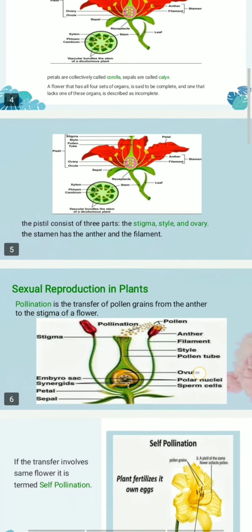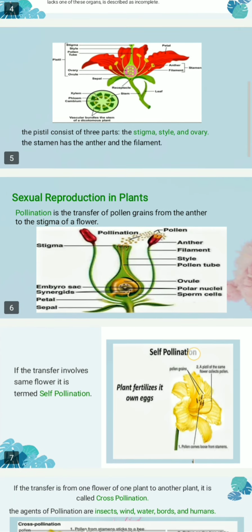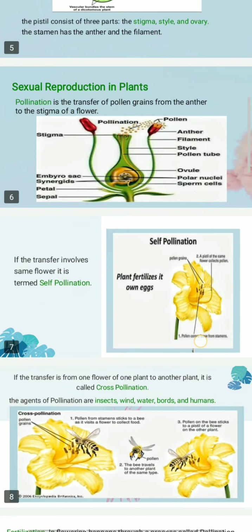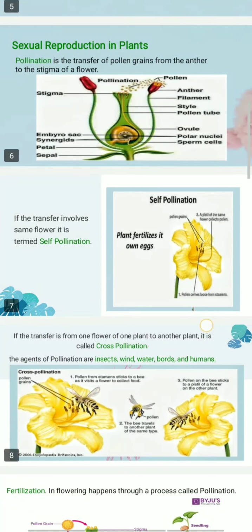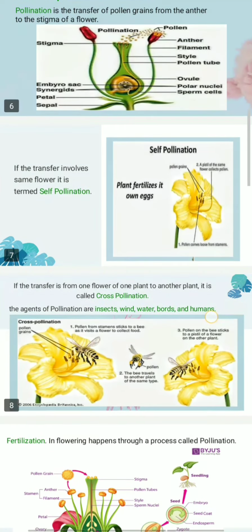Sexual reproduction in plants. Pollination. Pollination is the transfer of pollen grains from the anther to the stigma of a flower, as you can see in the image above. If the transfer involves the same flower, it is termed self-pollination. If the transfer is from one flower of one plant to another plant, it is called cross-pollination.